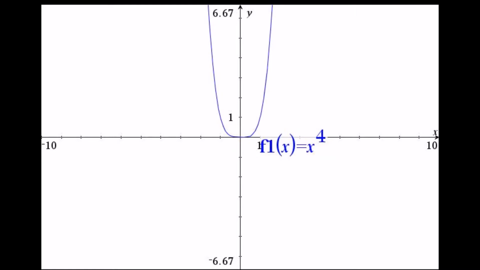The function x to the fourth is continuous since it is a polynomial function. Since it is continuous, we can also assume that it is differentiable, since there are no cusps, meaning that there are not infinite tangent lines at a certain point.